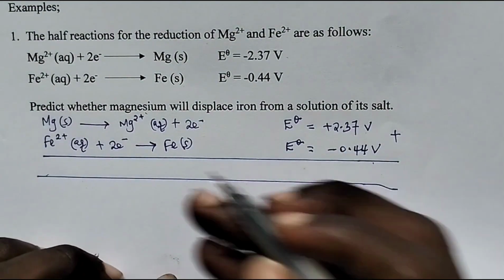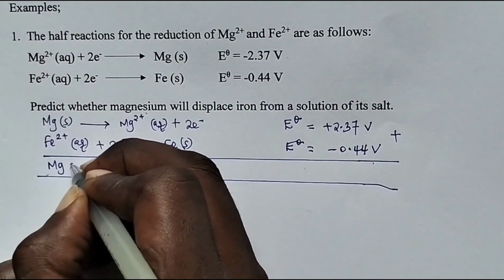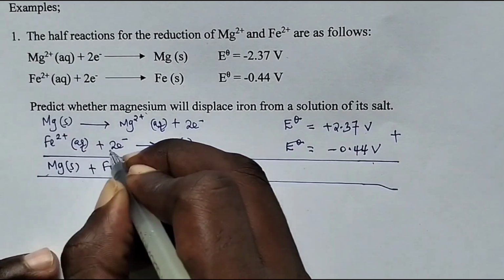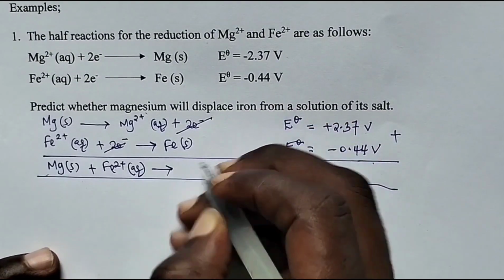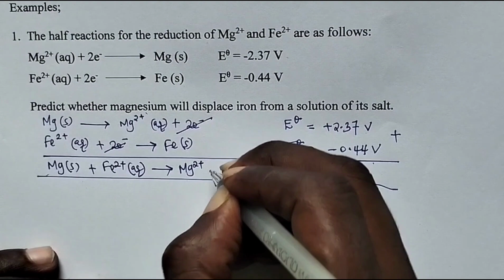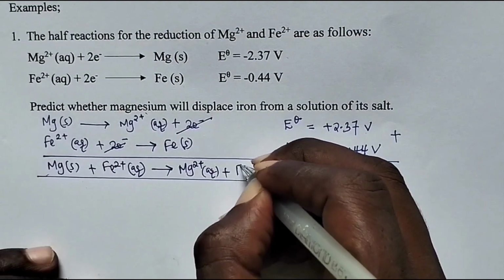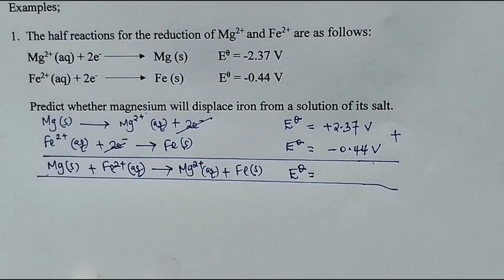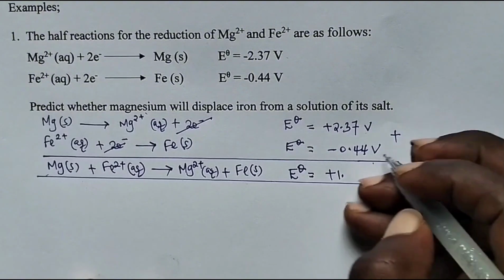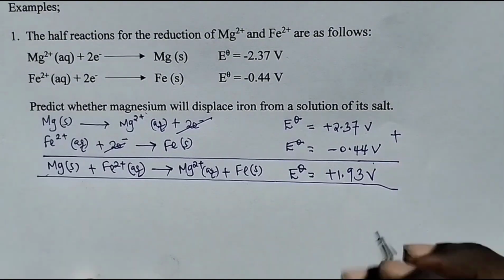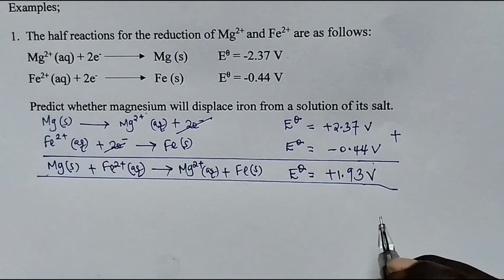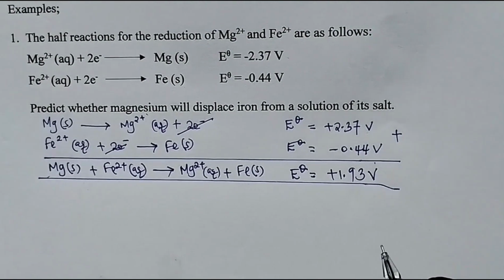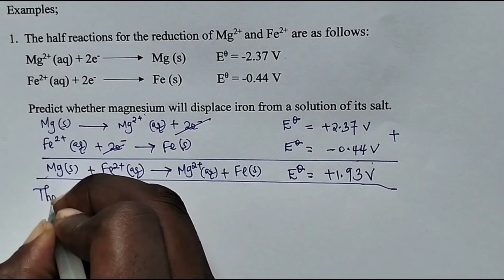So here we have magnesium solid plus iron 2 ions aqueous. Then these 2 electrons will go with those 2 electrons, arrow. We are going to have magnesium ion aqueous plus iron metal, which is solid. If we add the electrode potential values, we are going to have positive 1.93 volt. So we have gotten a positive EMF value. That means the reaction can proceed. So we can conclude and say the reaction will take place.